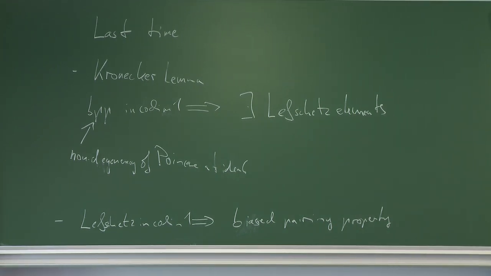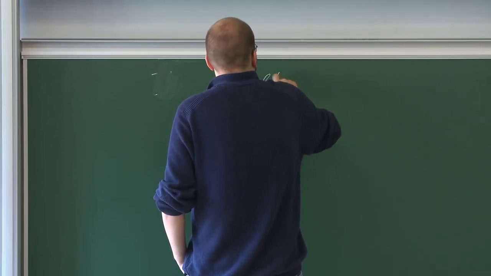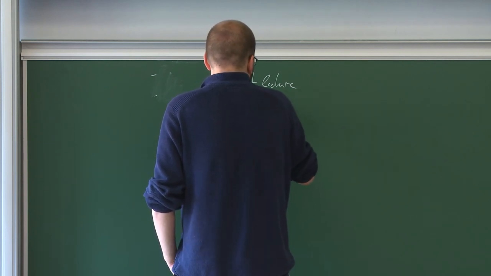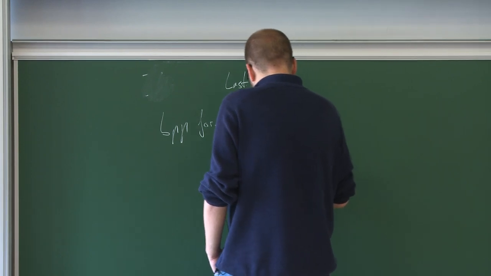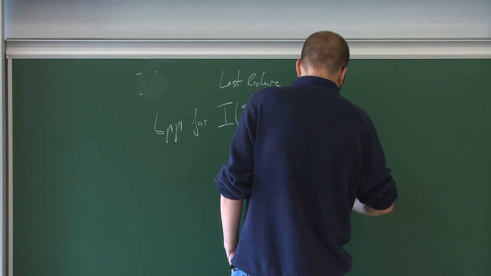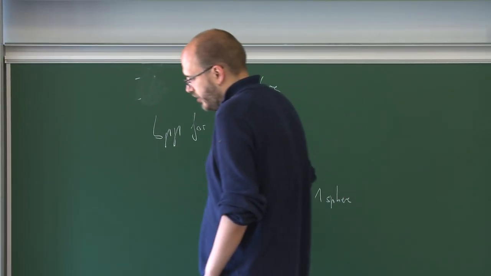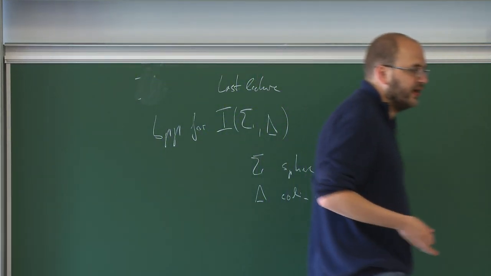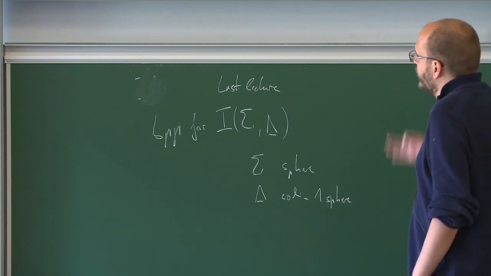Essentially, what we discussed last lecture was the pairing property for ideals of the form I sigma delta, where sigma is a sphere and delta a codimension one sphere. And I want to now go to general delta in a few small steps, and then argue how these things really fit together, sum it up, and give you at least a feeling for how the proof of the Lefschetz theorem works using this inductive principle.